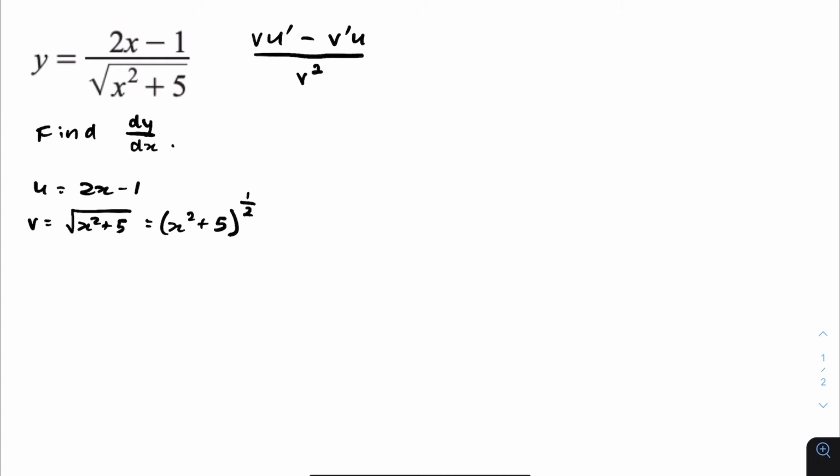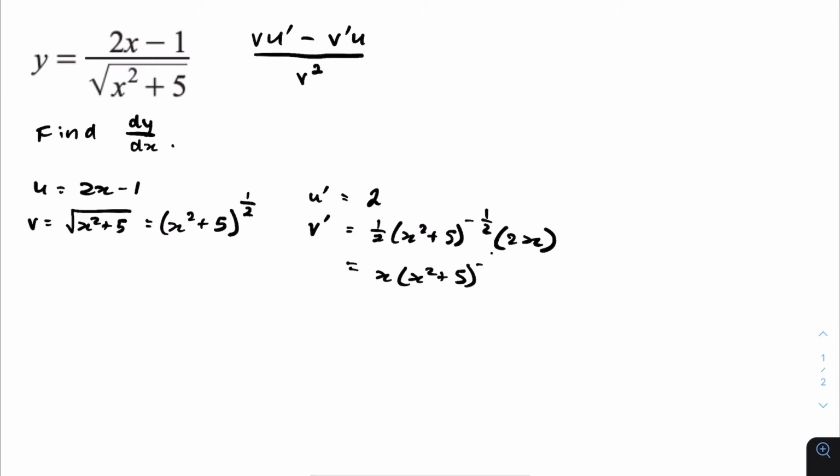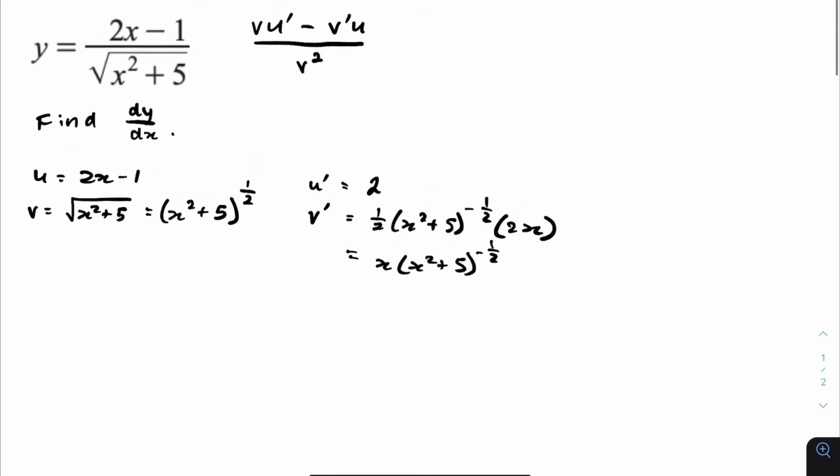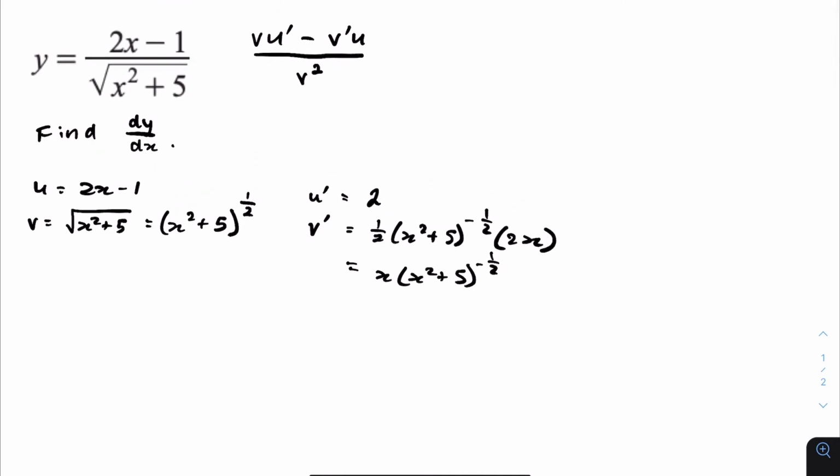And now for u prime, 2x minus 1 differentiates to 2, and for v prime, we can use both the chain and power rules to do this. So this would become half times (x squared plus 5) to the power of negative half multiplied by 2x, which just becomes x times (x squared plus 5) to the power of negative half. So I just did it rather quickly, but you can check it for yourself. It essentially just uses the same principles as the chain rule.